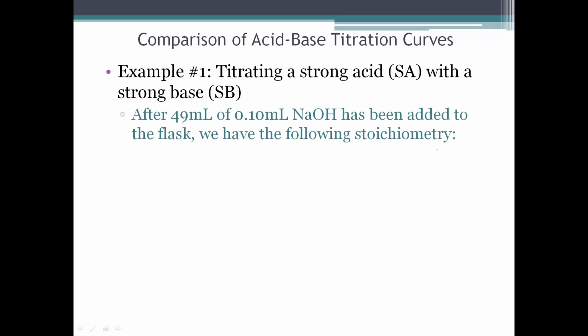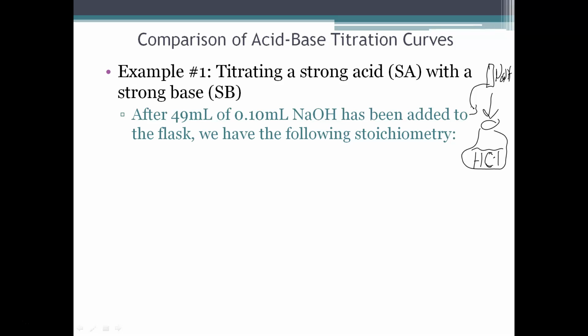So let's go all the way to 49 milliliters. Let's say we add 49 milliliters of 0.10 molar NaOH. So you have your, excuse the drawings here, you have your Erlenmeyer flask. This has your hydrochloric acid in it. And you have your burette with your NaOH in it. You're dispensing NaOH into the hydrochloric acid in your Erlenmeyer. You're going to put 49 milliliters of base from your burette into the Erlenmeyer flask. All right, let's do some math here and figure out what the stoichiometry looks like.